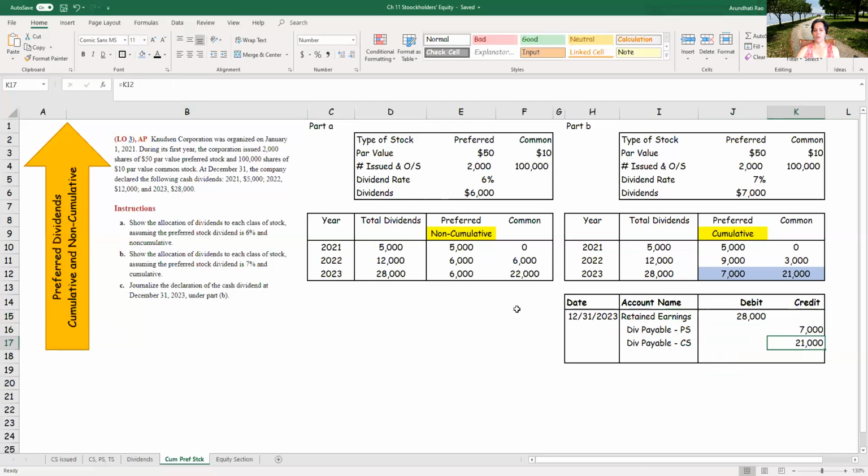So with this, we are done with the dividends. In the next exercise, we're going to look at the balance sheet presentation.